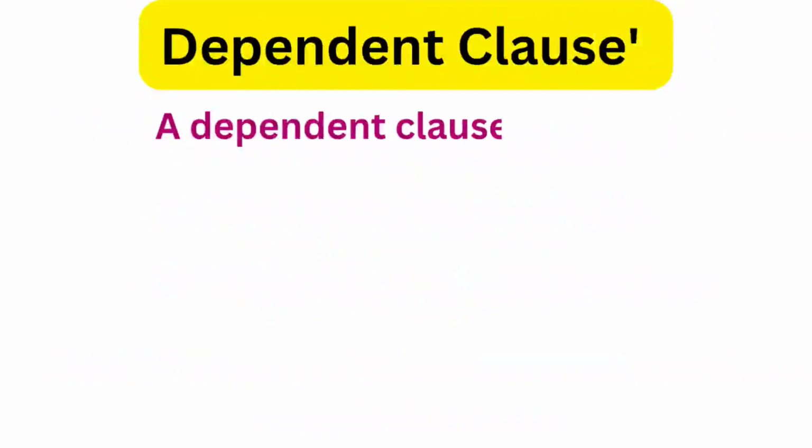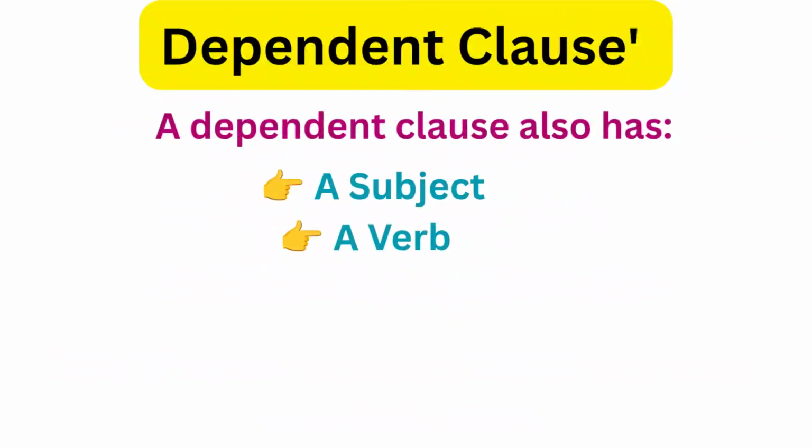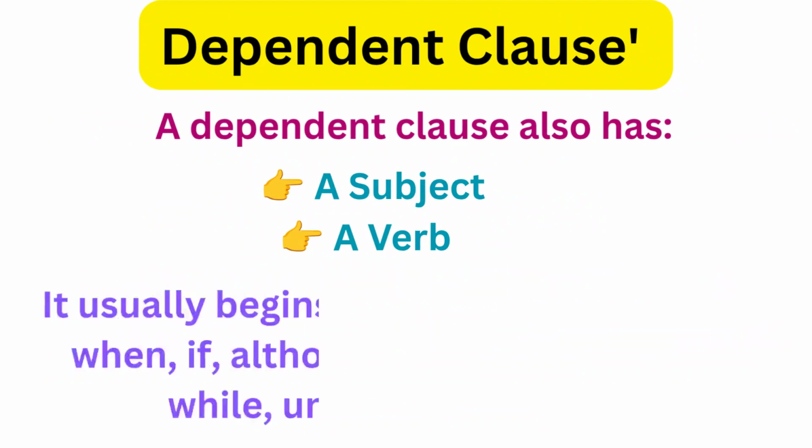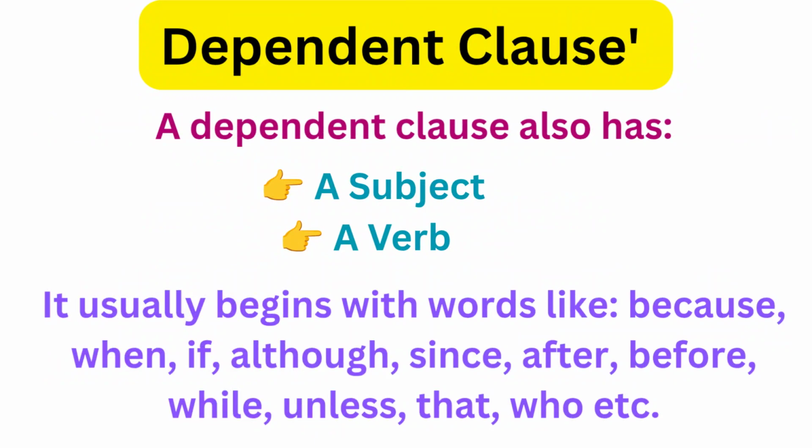Dependent clause. A dependent clause also has a subject and a verb, but it cannot stand alone because it depends on another clause to complete its meaning. It usually begins with words like because, when, if, although, since, after, before, while, unless, that, who, etc.